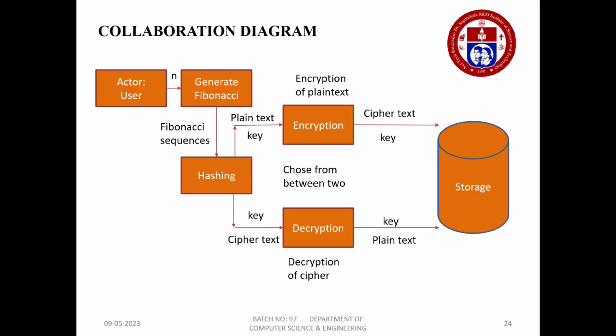In collaboration diagram, all the components of the program have a collaboration which can be seen. The actor user helps in the generation of Fibonacci message, which is hash, resulting in keys, which is sent to the encryption and decryption component. With the keys, they are able to convert plain text into ciphertext and ciphertext into plain text, which is finally stored in the storage component.